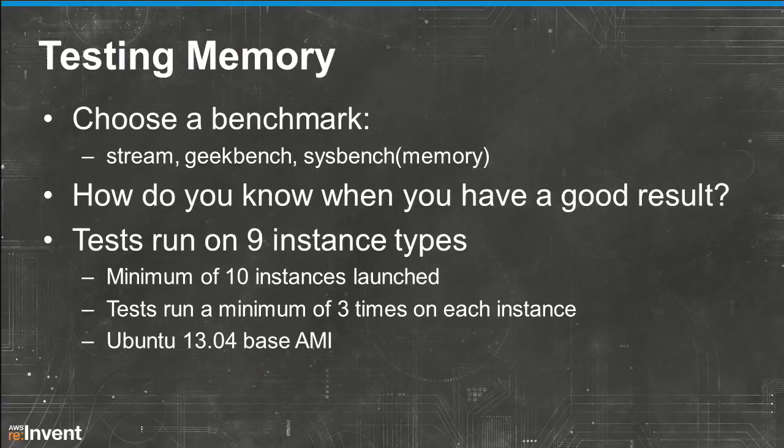Then I'm going to use the memory test portions of Geekbench and Sysbench to compare and contrast these tools as a way of measuring memory throughput. Again, using 9 instance types, 10 instances of each one to get a sense of variability, using the exact same instances I used before with the exact same AMI.